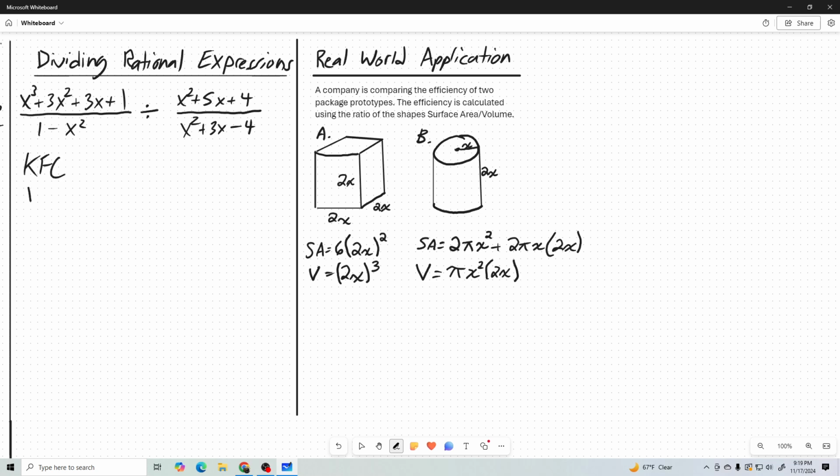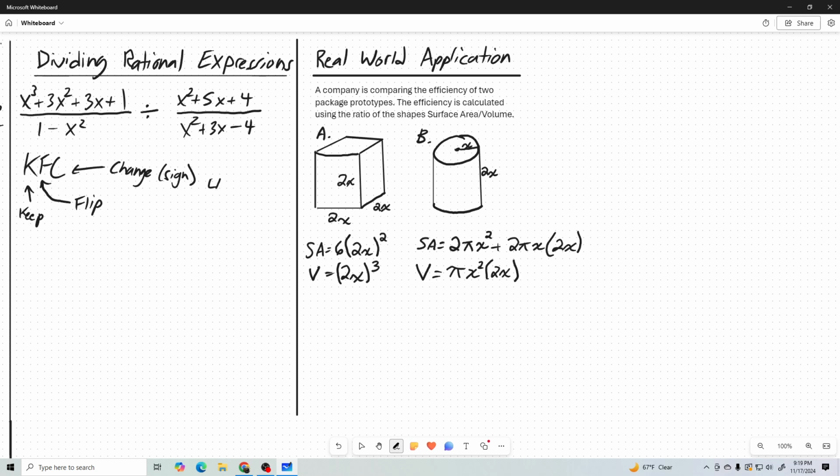You probably recognize this. We have keep. We have flip. And then we have change. And of course, this is referring to the sign. In other words, it's going to become multiplication, right? So just like in fractions, right?